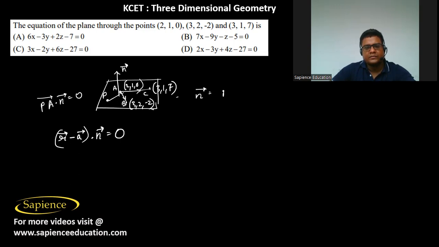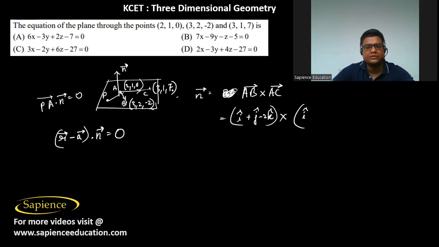So n vector will be AB vector cross AC vector. Now AB vector will be 3 minus 2 I cap plus 2 minus 1 J cap, then minus 2 minus 0, so minus 2 K cap. Its cross product with AC vector. AC vector is 3 minus 2, so I cap, and 1 minus 1, that is 0 J cap, plus 7 K cap.